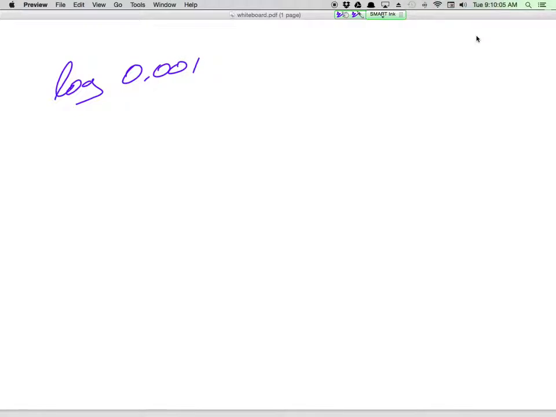Alright, I have log of 0.001. If you notice, there is no base listed. As Natasha said, if there is no base listed, it is understood to be 10. So if a base is not listed, the base is actually 10.